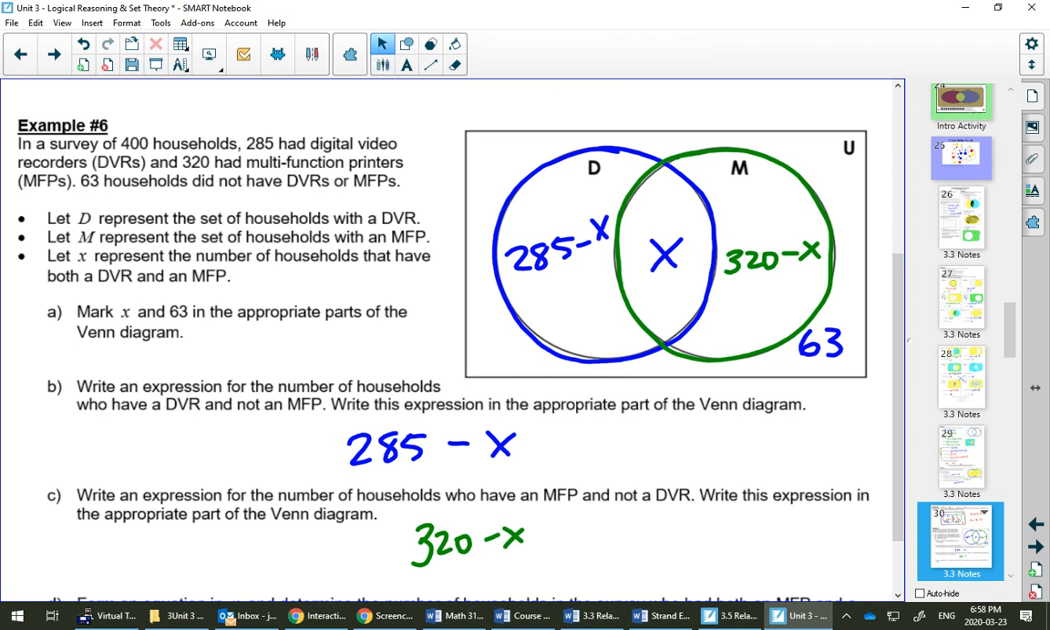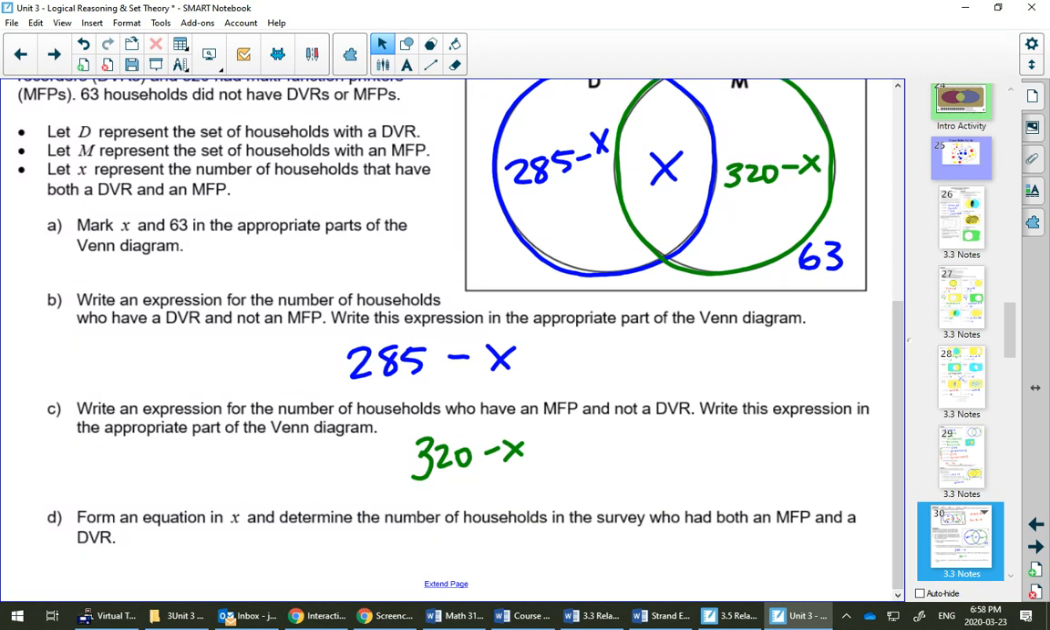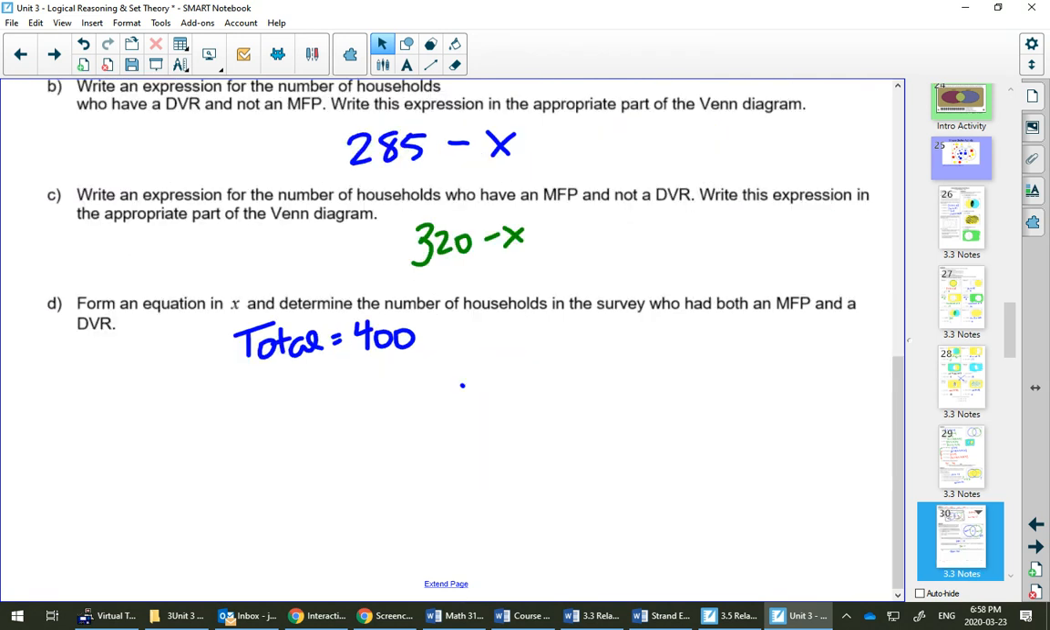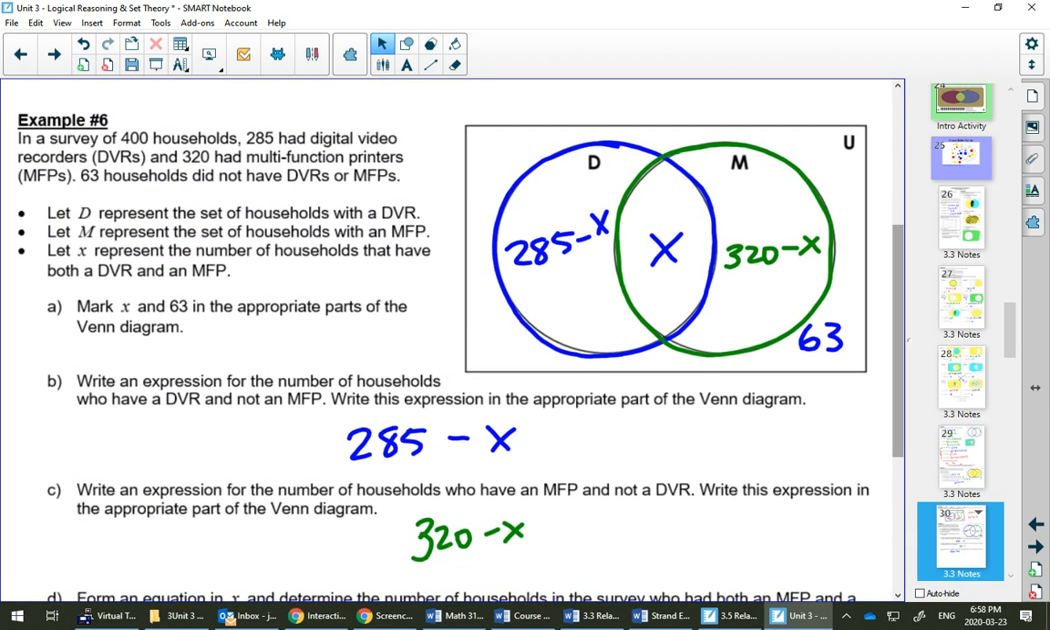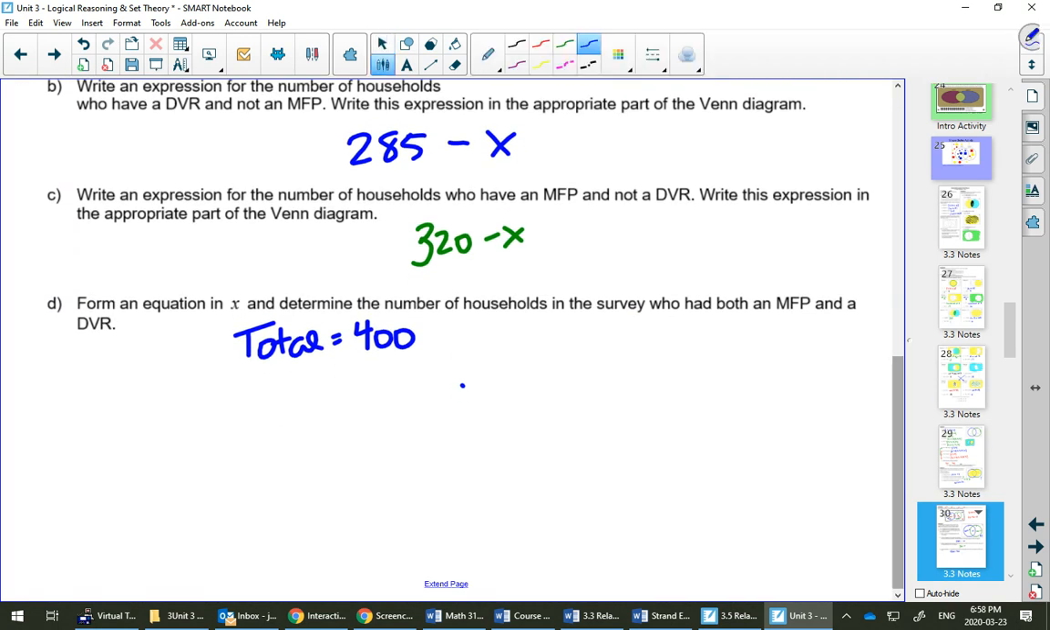Once I have all that information filled in, then I can use everything I know, and there's still an amount I haven't worked with yet, the total of 400, to figure out how many people had both. Now, I'm going to show you this as an equation. You can write it as an equation, but often it's easier just to use your Venn diagram to total up all of your numbers. So I know that 285 plus 320 plus 63 plus all of those X's has to total up to 400. So I can write it out as an equation.